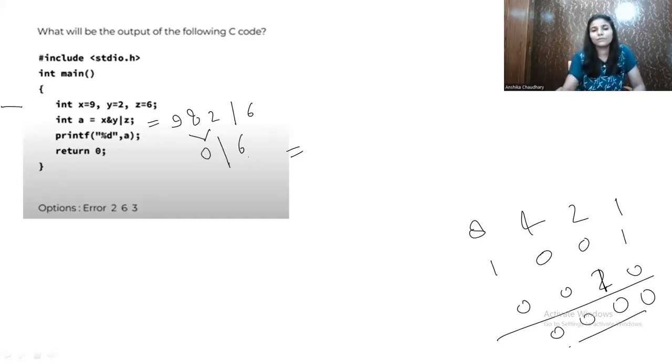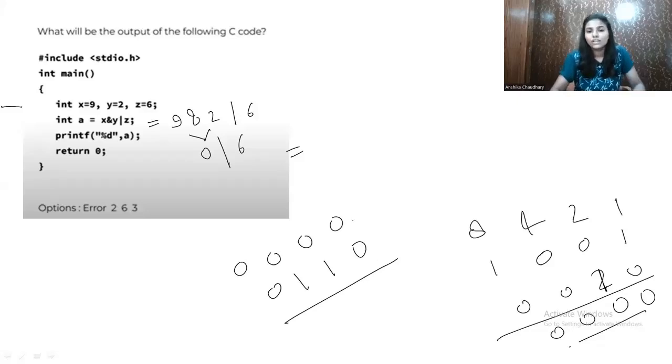So let's perform the OR operation of this. 0 0 0 0, and for 6, 4 and 2, so 1 1 0. Okay, so we have to take OR. So 0 0 0 0 or 1, if either of the values is 1, then in the OR operation it will return 1. So it will give 0 1 1 0. This is how OR works. OR works like if either of the values is 1, then it will return 1, and if both the values are 0, then it will return 0. So this is 6 again.